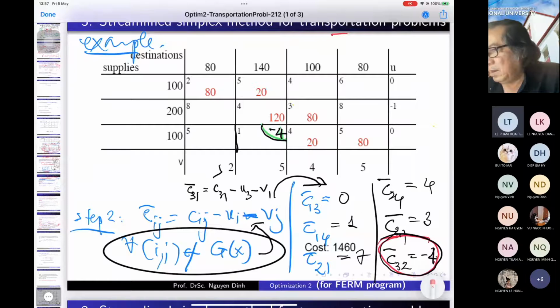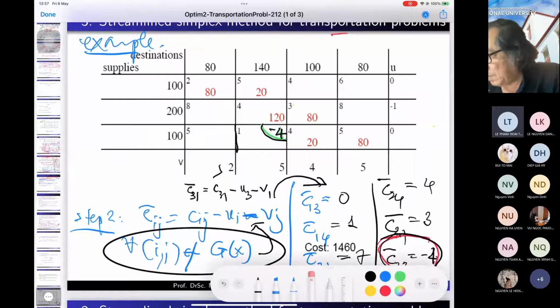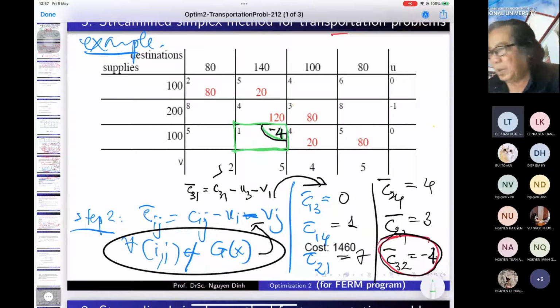You see, if you put this as the entering cell, you put this cell into the set of selected cells. Is that okay? So you see that the selected cells are the red ones. And if you put one more here, with c bar ij negative, then it will create a cycle for you. You see, where is the cycle? This, this, this, and this. Is that okay?